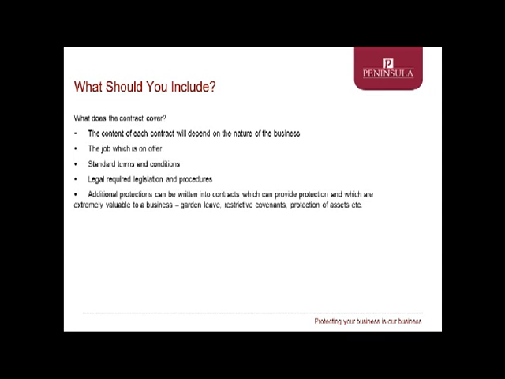There should be standard terms and conditions, and also elements of required legislation and procedures, and additional protections can be written into the contract which are extremely valuable to a business. And as I said, it's about growth and saving money, so garden leave, restrictive covenants and protection of assets can also be included, and we're going to talk about this later on. I'm going through the first part at the beginning to say what should be covered, and then later on I'll tell you what should be included.